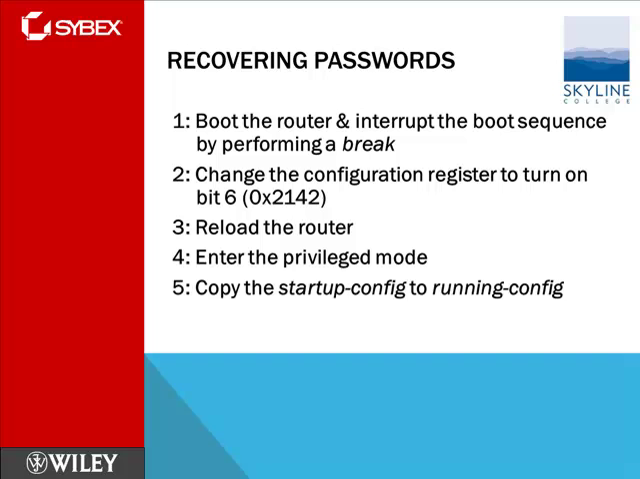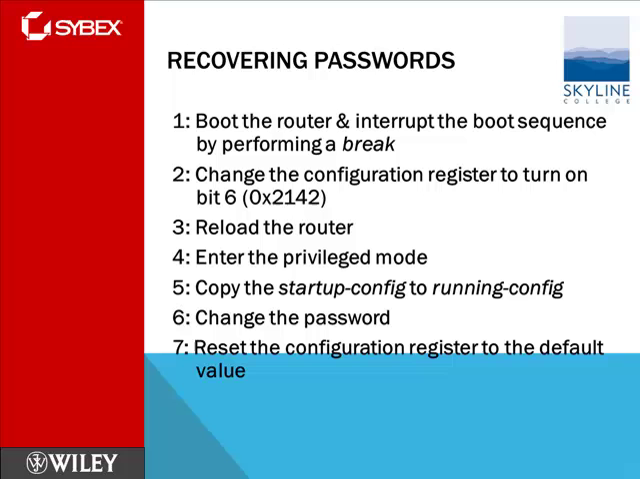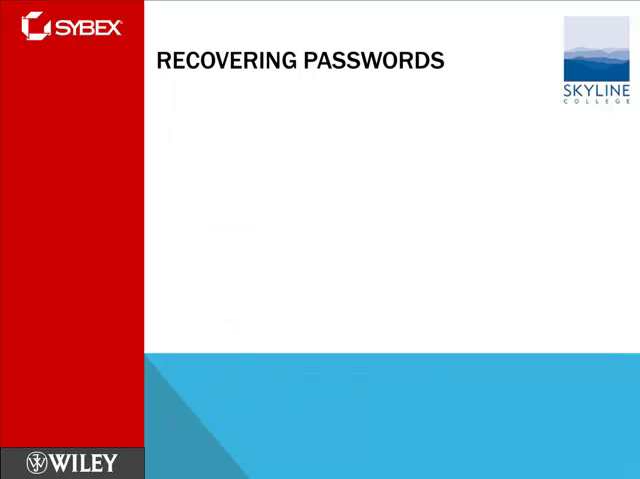So privilege mode, copy the startup config to running config, change the password, reset the configuration register to the default. That's why you needed to have recorded the default, because when you get done with this, you want to set it back so that it's going to start from flash and from the startup config in NVRAM. So put it back to the original and then reload the router, and then you've got your new password on the system.